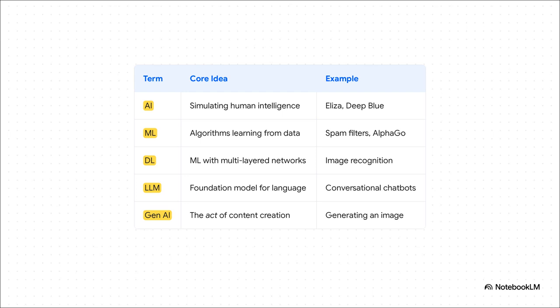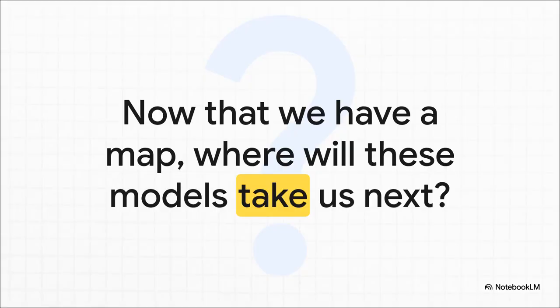And this slide right here is your definitive cheat sheet. It's the map that shows exactly how each concept relates to the others, from its core idea to a simple example. Hopefully, no more confusion. So, we have our map of the AI landscape, and understanding these distinctions, that's the critical first step. But this all leads to the real question. Now that we know the lay of the land, what are we going to build on it?